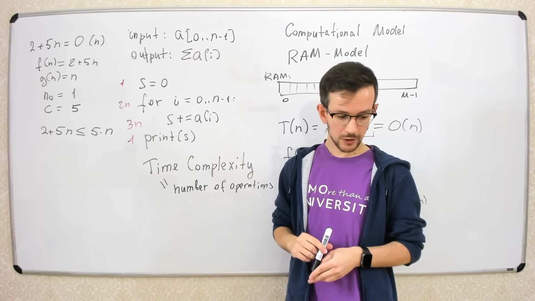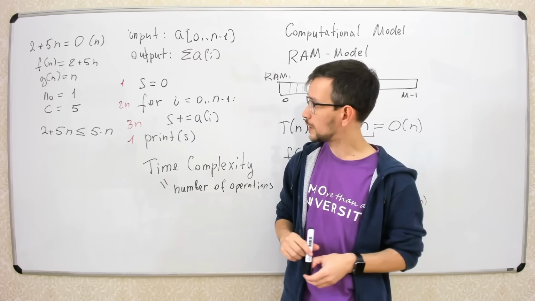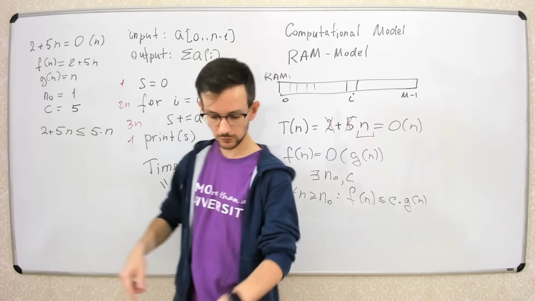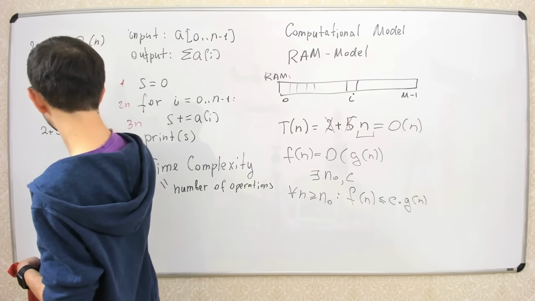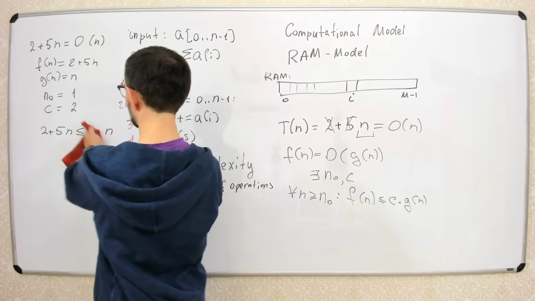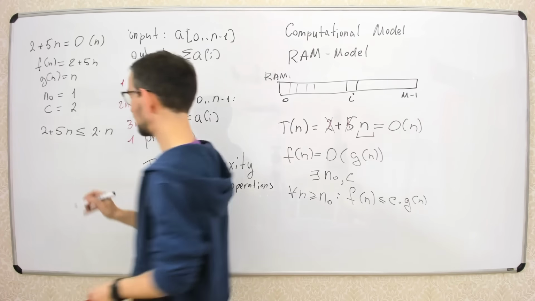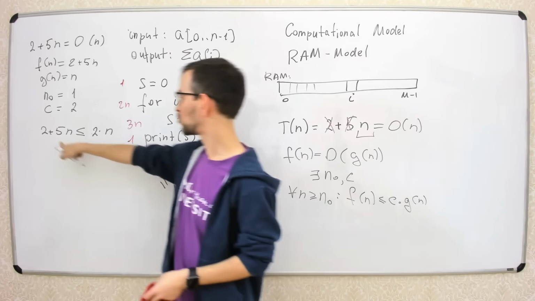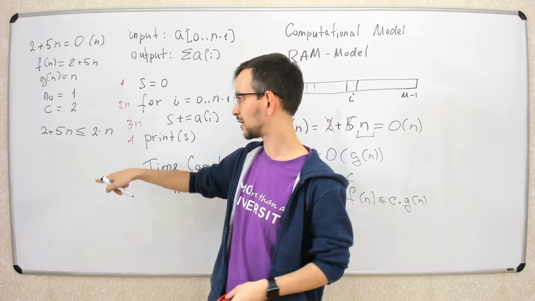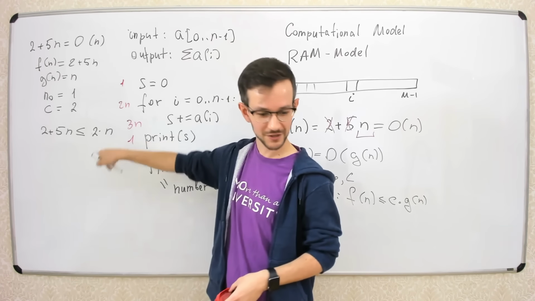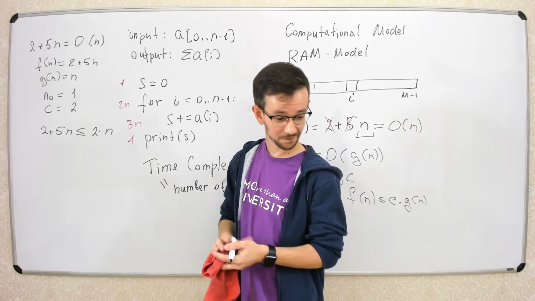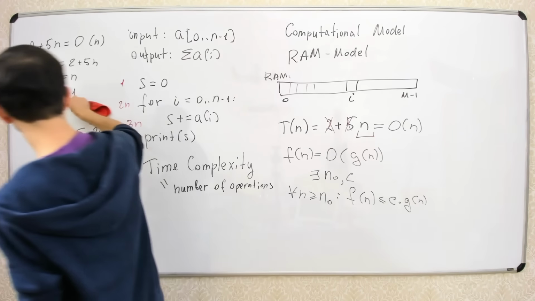What about n0 equal to 5, c equal to 2? If c equal to 2, then you have 2 plus 5n less than 2n. That's even worse, because if n is big, then 5n is much bigger than 2n. So again, it's not working. Yeah, well, c equal to 6 is much better.